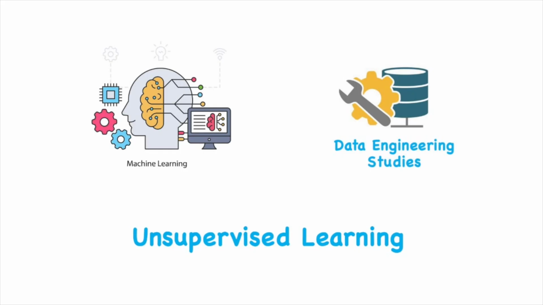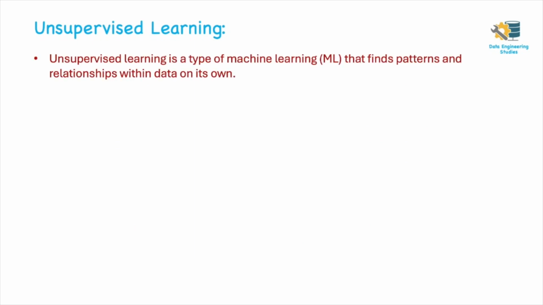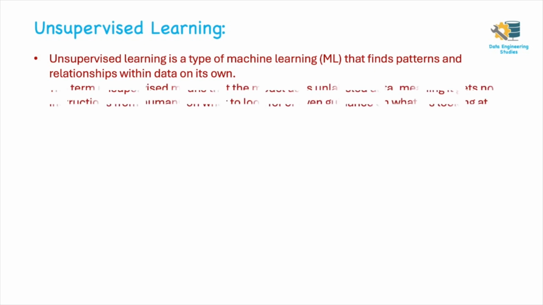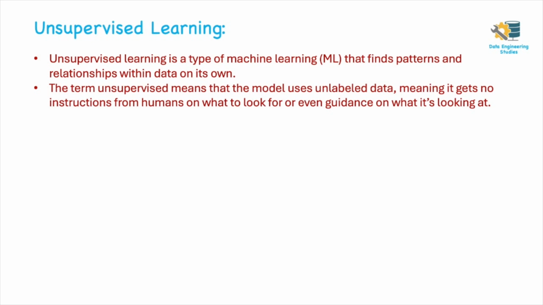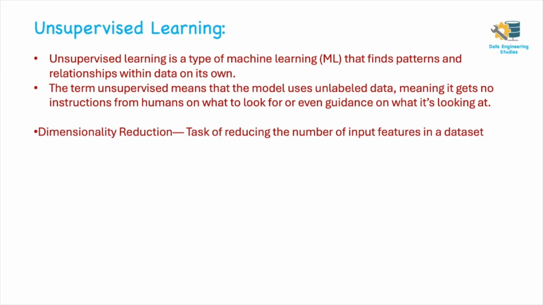In the Machine Learning playlist, we are going to see all about unsupervised learning. Unsupervised learning is a type of machine learning that finds patterns and relationships within data on its own. The term unsupervised means the model uses unlabeled data. That means the model gets no instruction from humans on what to look for, or even guidance on what it is looking at. Unsupervised learning mainly performs three different tasks.